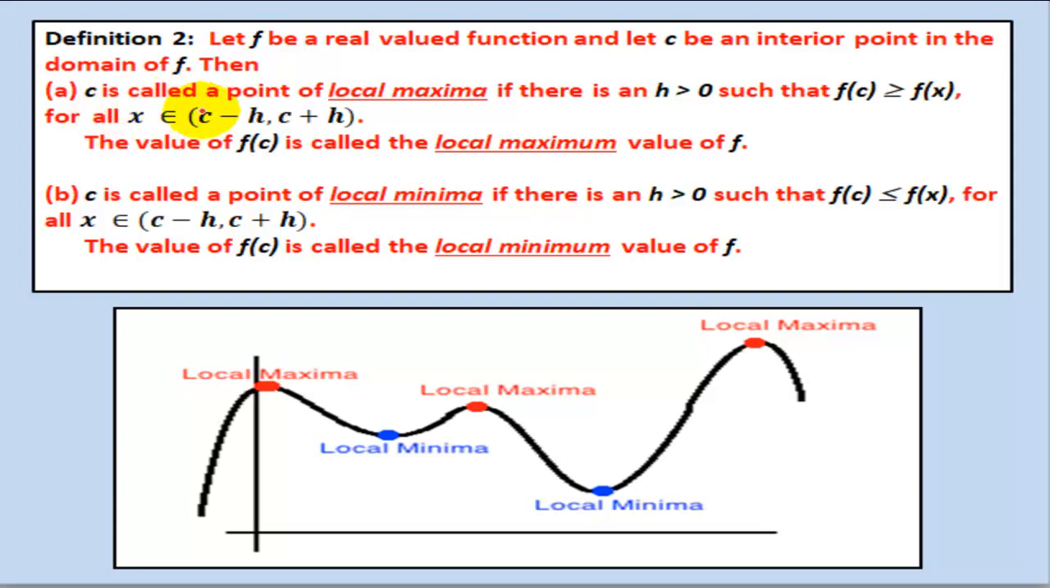Now we are terming it as a point of local maxima in case we are able to find a value h which is positive and very small such that the value of the function at c is greater than or equal to f of x for all x belonging to the interval. Which interval? In the neighborhood of x. You can see this is slightly smaller than c, it is slightly greater than c. So it means you take any point on the left neighborhood or on the right neighborhood of c, very close to it.